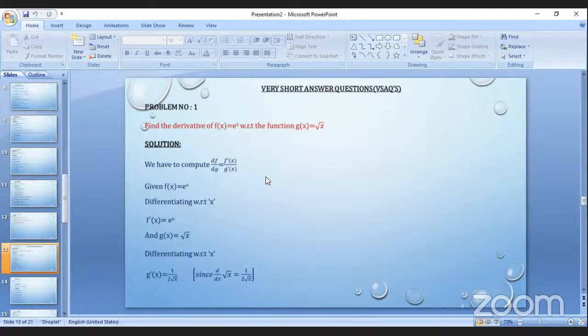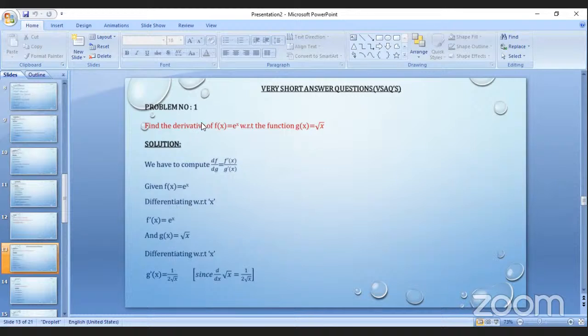Very short answer questions, VSA course. Problem number 1. Find the derivative of f of x equal to e power x with respect to the function g of x equal to root x. Okay, solution: we have to compute.